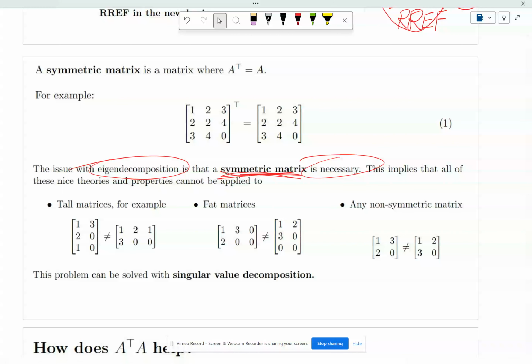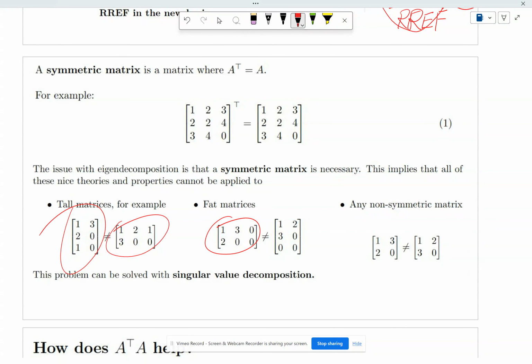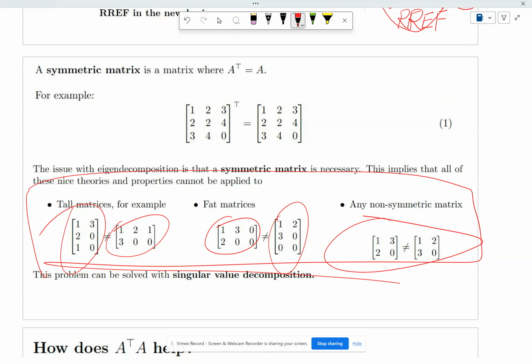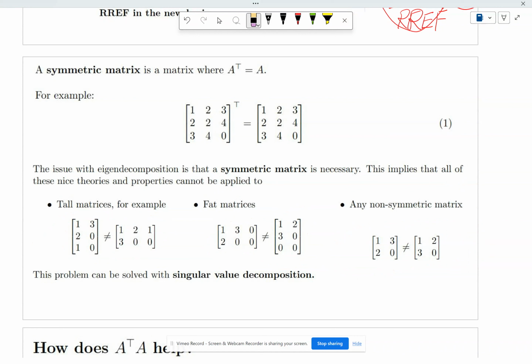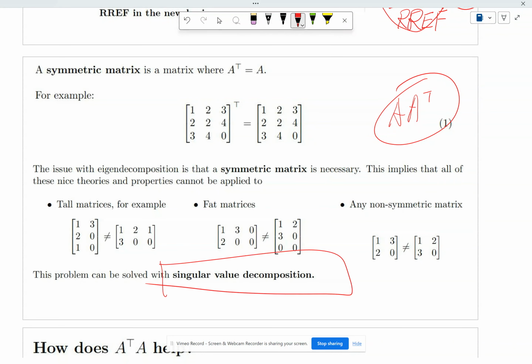But it has to be symmetric, which implies that tall matrices don't work, because this is not symmetric. Fat matrices don't work because they're not symmetric. And non-symmetric square matrices are obviously not symmetric. So how do we get around this problem? Well, I previously told you one way is to multiply by A transpose. Today we're going to more formally talk about this strategy, which is called the singular value decomposition.